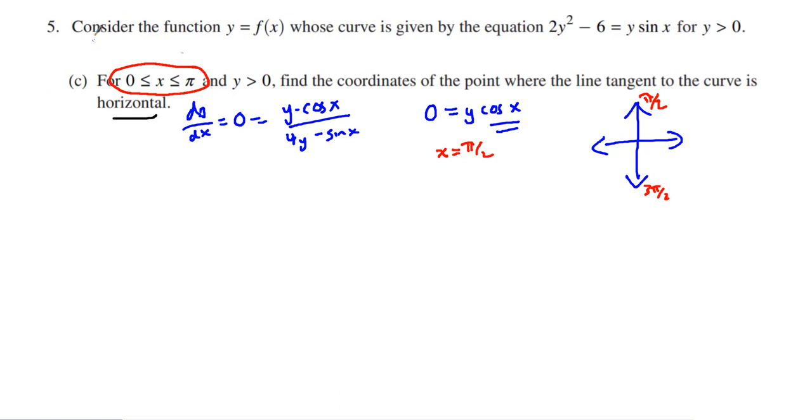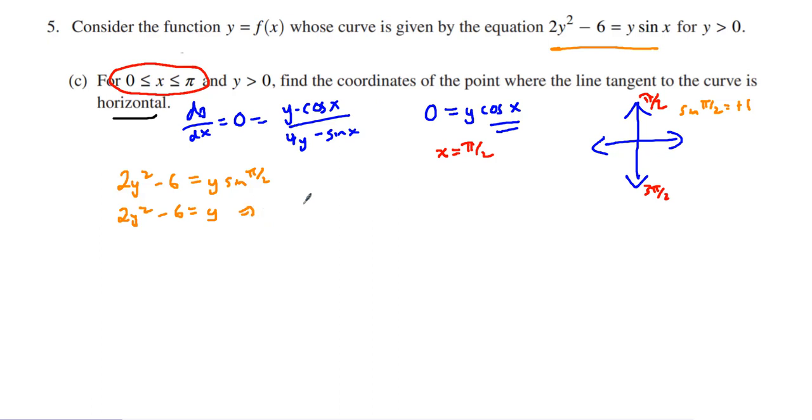Well, let's go back to the original equation. Okay, so let's take a look at this original equation up here. So we have 2y squared minus 6 equals y sine of what? We're going to be sine of pi over 2. So what is our y value of sine of pi over 2? That's equal to positive 1. So that means we have 2y squared minus 6 is equal to y.